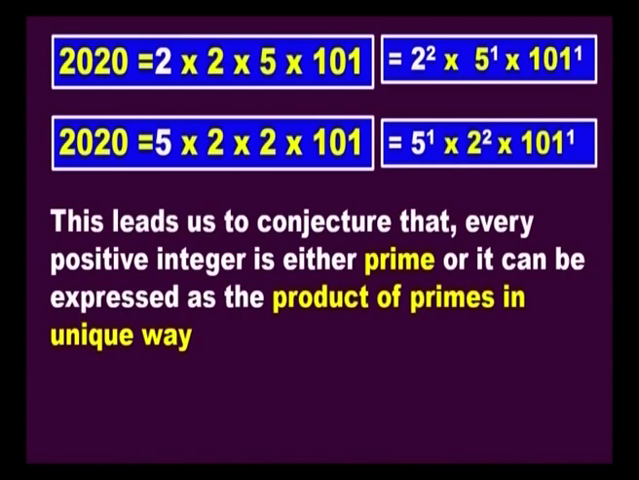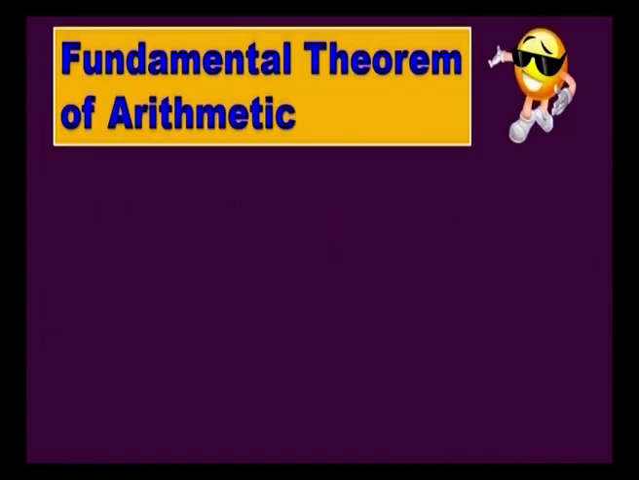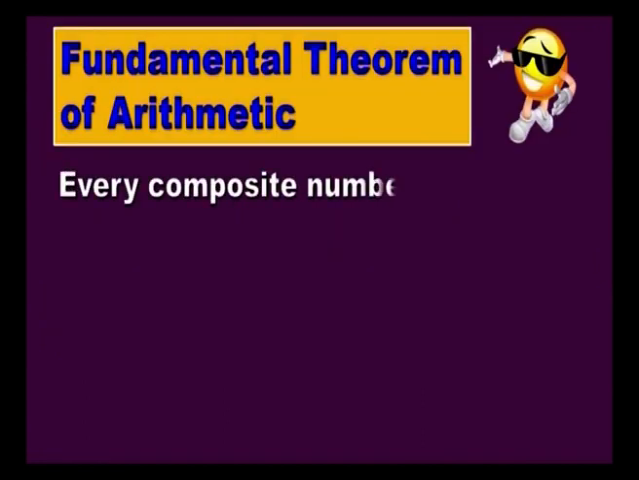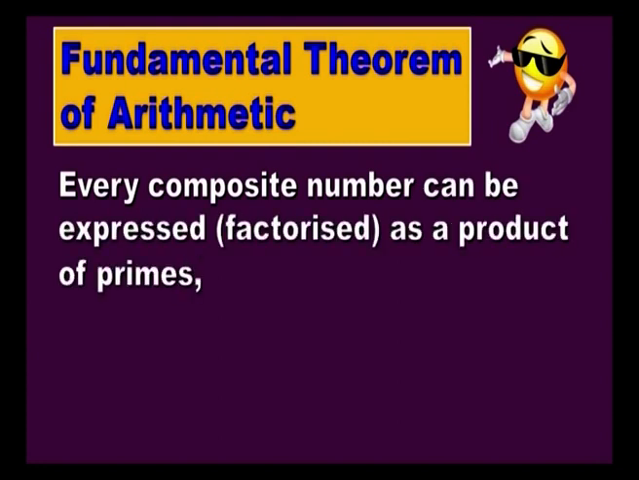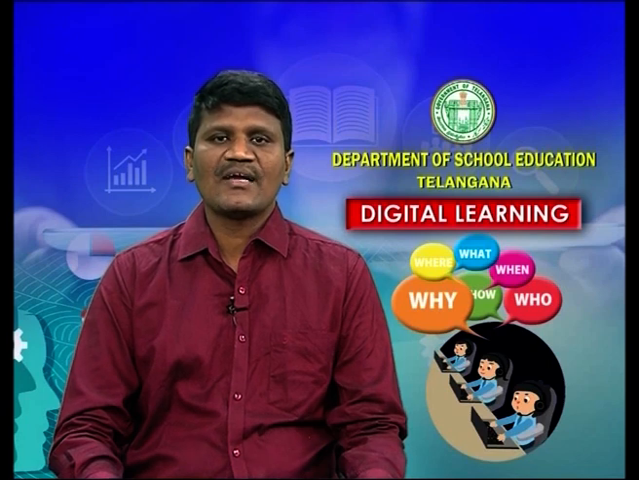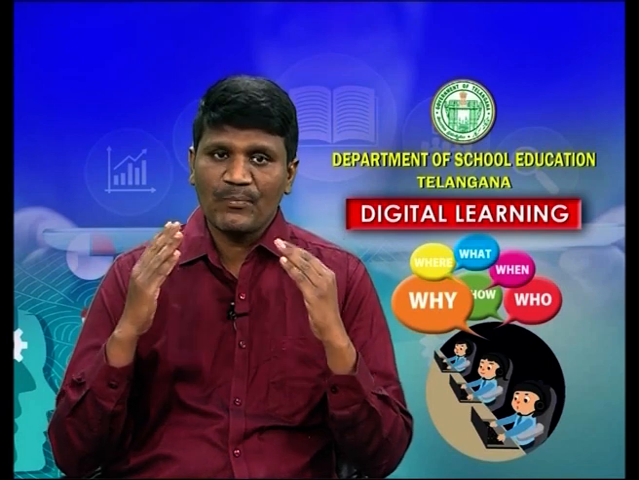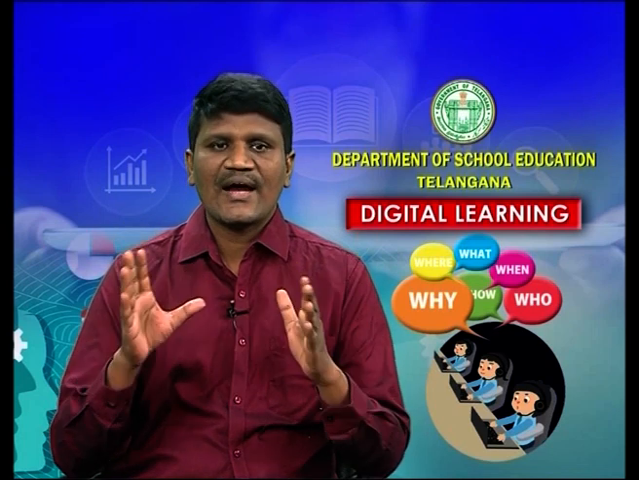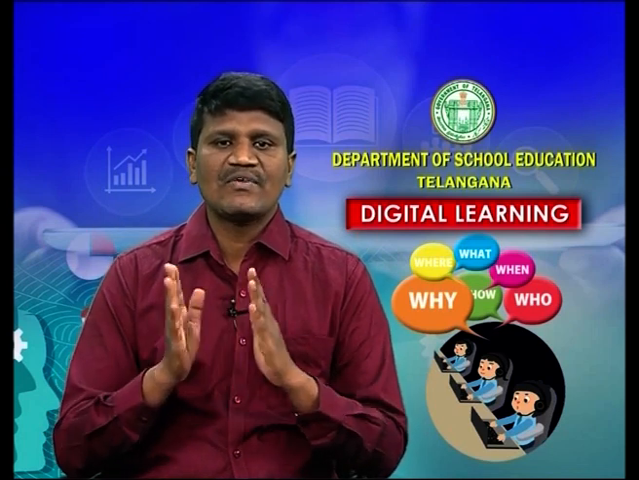This leads us to conjecture that every positive integer is either prime or it can be expressed as the product of primes in a unique way. Now let us see the fundamental theorem of arithmetic. Every composite number can be expressed or factorized as a product of primes, and this factorization is unique except for the order in which the prime factors occur. That means every composite number can be expressed as a product of primes. The only difference is that this factorization is unique except for the order in which they occur.